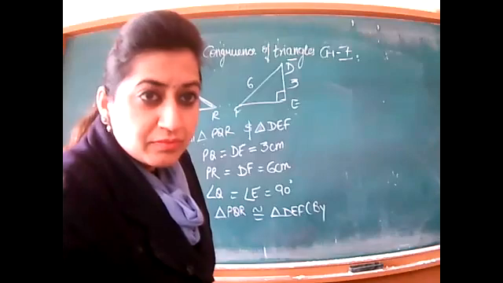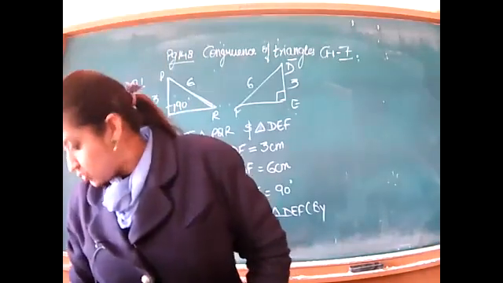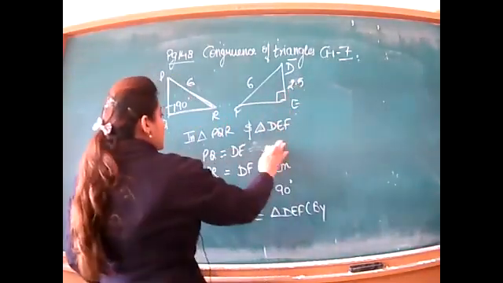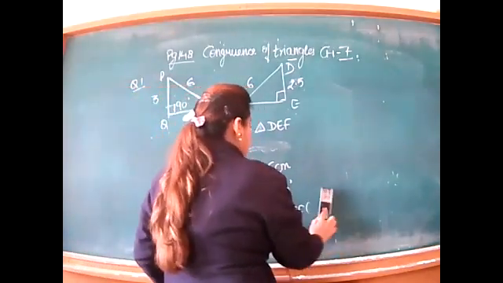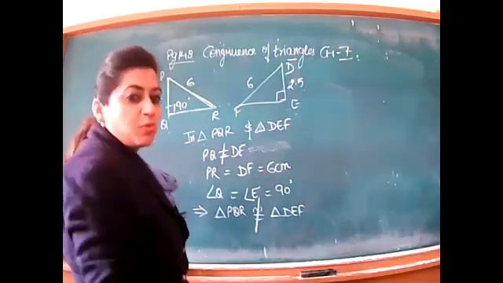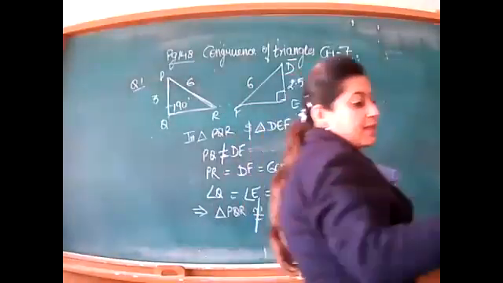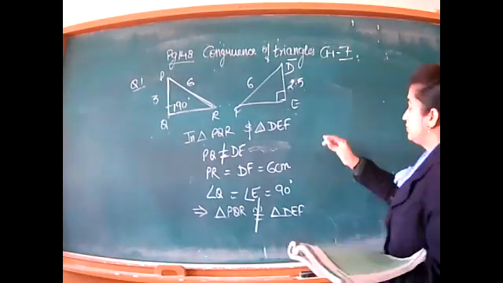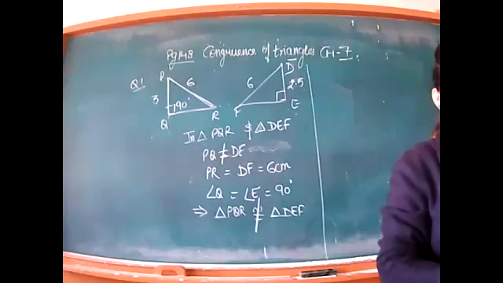Ma'am, DE is equal to 2.5. Okay, this is 2.5. So that means these two are not equal, so the triangles are not congruent, because the corresponding sides are not equal. Note it down. Then we'll start with the next part.